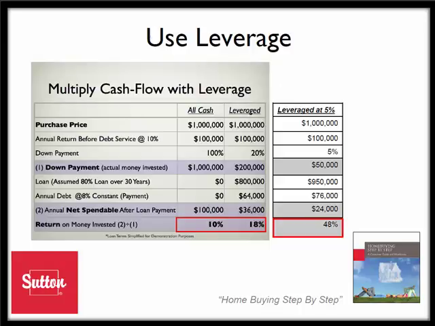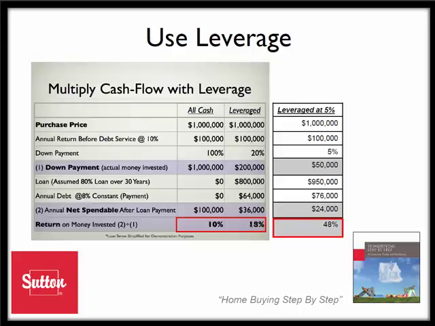Next, we're going to put down 20%. So 20% in, $200,000 down payment, $800,000 loan. Annual debt payments, $64,000 in debt payments, and $36,000 left over. But we take the $36,000 in profit, we divide it into the down payment of $200,000, and we get an 18% return.